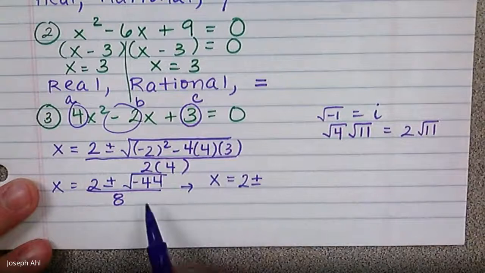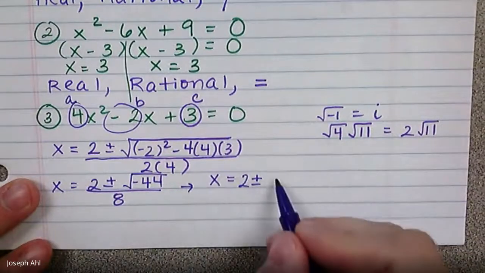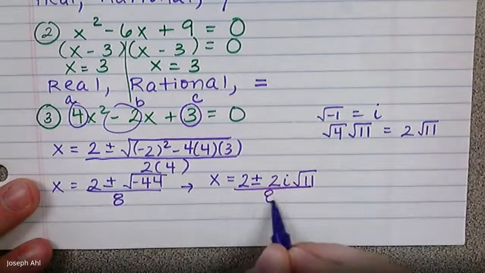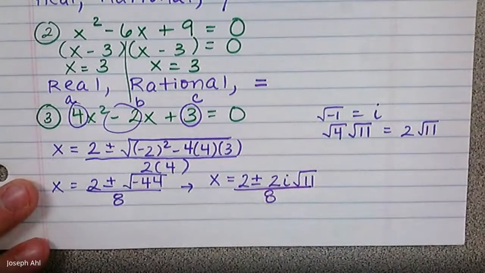Since it was negative, the only thing I'm going to write here is that the square root of negative 44 is the same as 2i radical 11. And that's not the nicest thing to simplify, but it's not the worst either, right? I mean, here's my justification off to the side.